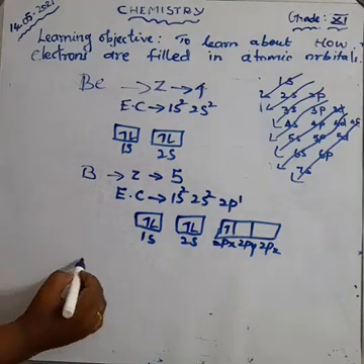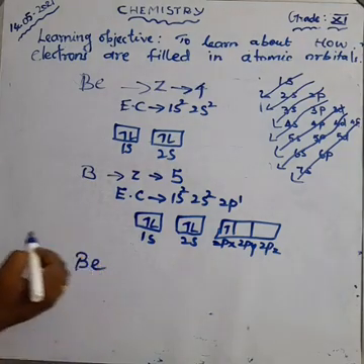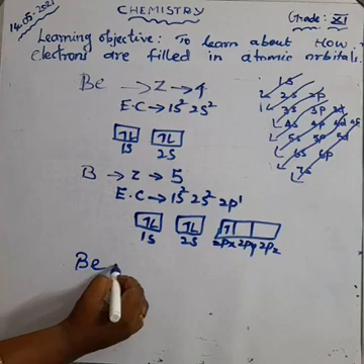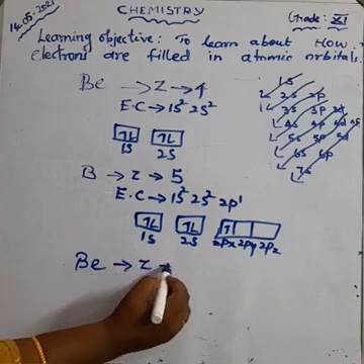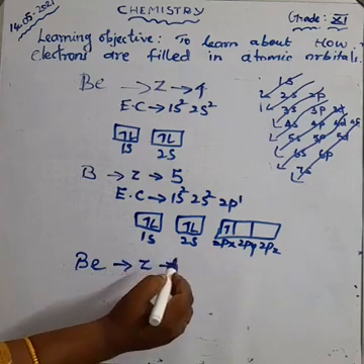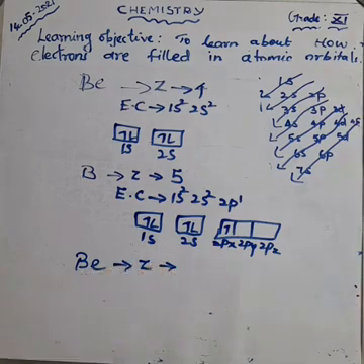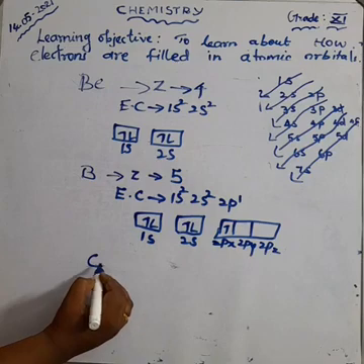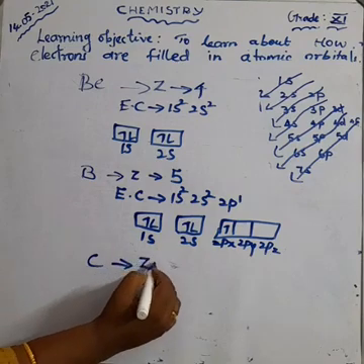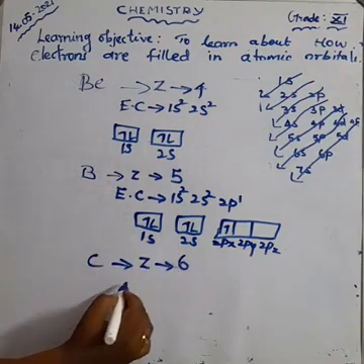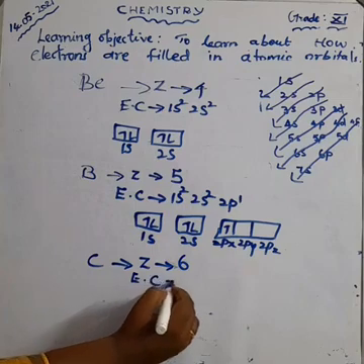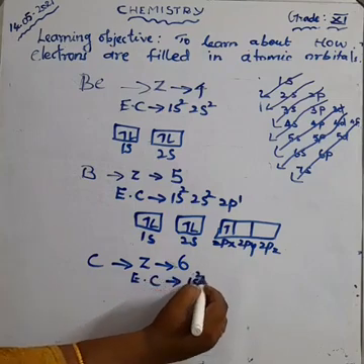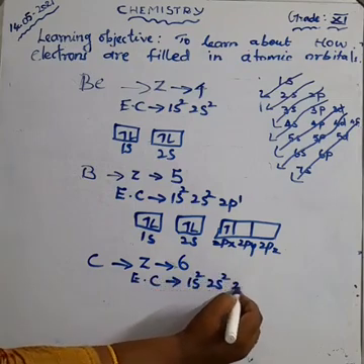Okay, and then beryllium. Beryllium atom, atomic number for beryllium. Next carbon. Carbon, atomic number 6. Electronic configuration for carbon: 1s2, 2s2, 2p2.